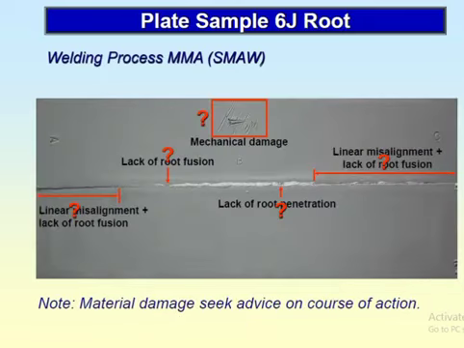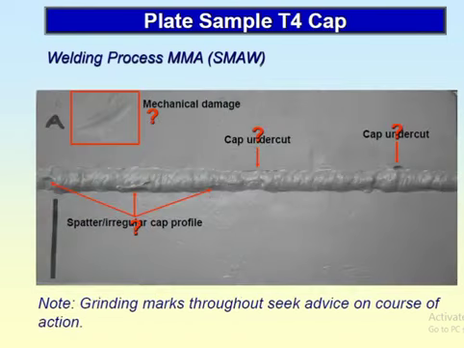This is the root welding. This is the mechanical damage. You see how it is mechanical damage. This is this type of defect. Lack of root fusion. Penetration. Mechanical damage. You see grinding mark. This is the mechanical damage.